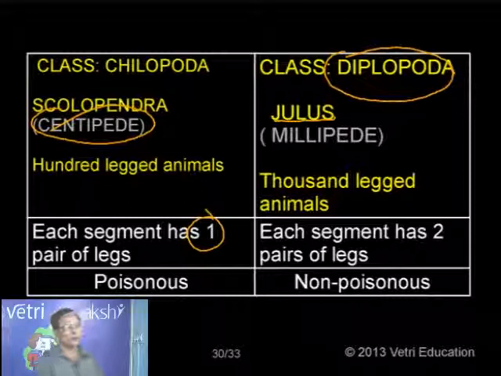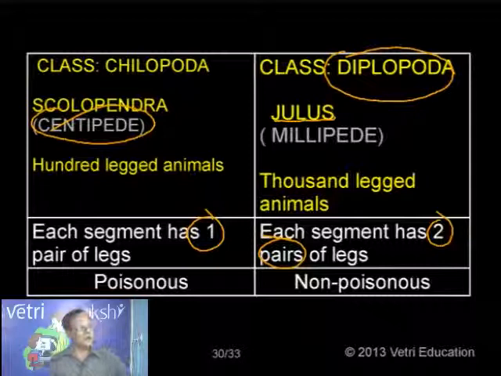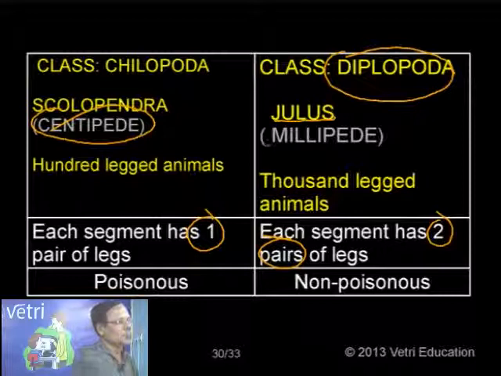But in the case of Diplopoda, the meaning of Diplo, you know that one, poda, each segment has two pairs of legs. That's why this animal has a large number of legs. Hence the group is called thousand-legged animal. And here it has only a limited number of legs, that's why it's called the hundred-legged animal. That is also the name given, centipede. Not exactly 100, but they have. Here milli means many, so many legs, and here about 100 legs.